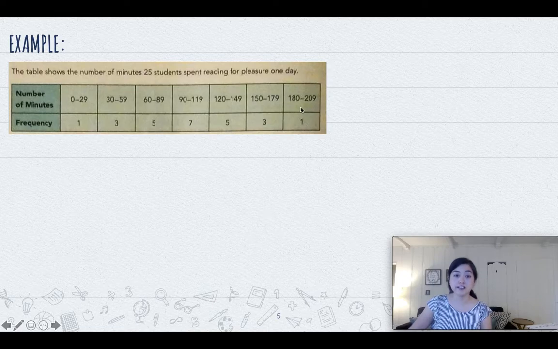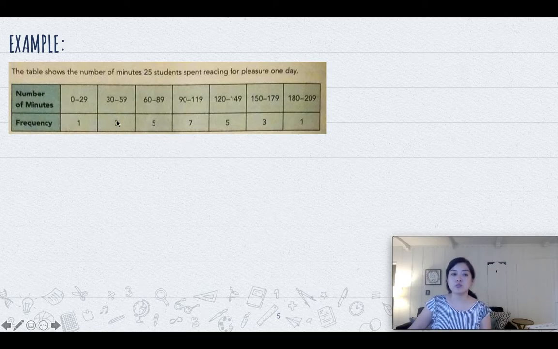So one student spends between 180 to 209 minutes reading in one day for pleasure. Wow, that's over 3 hours. And then another student here spends between 0 to 29 minutes reading a day for pleasure. And you can see, it looks like a lot of students here, seven, spend between 90 to 119 minutes, almost between 1.5 to almost 2 hours reading for pleasure in one day. So that's what this chart means here.